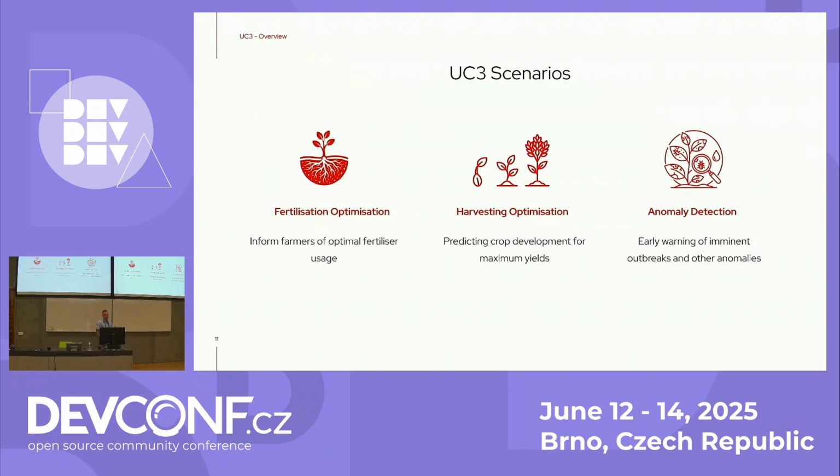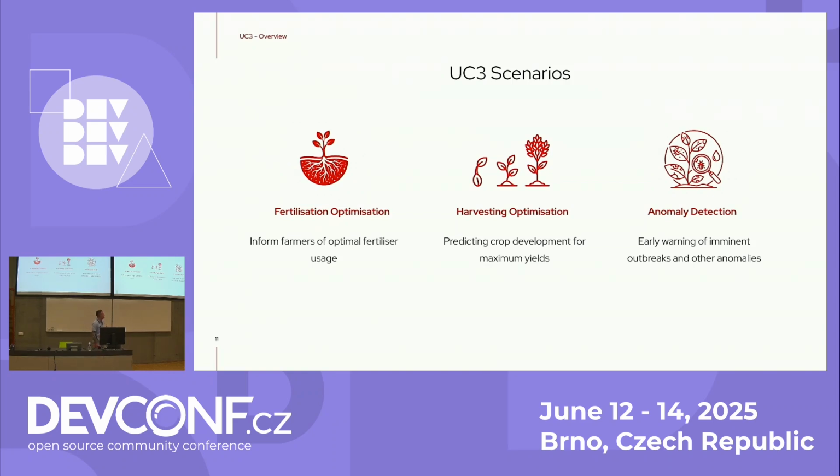Then we move on to harvest and optimization. So this is all about predicting the crop development for maximum yields, and also providing the farmer with the optimal sequence and route to actually harvest their crops to make sure that they're using as little fuel and resources as possible. And then finally, anomaly detection.